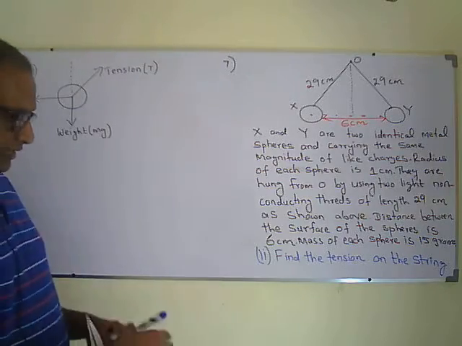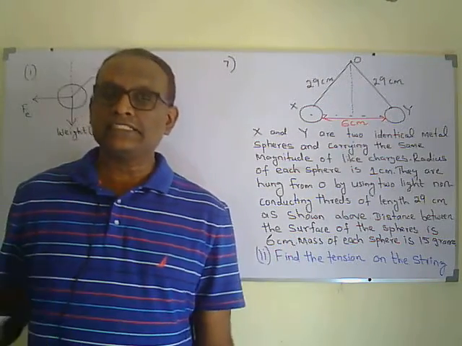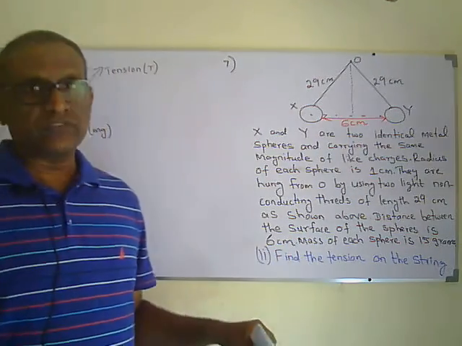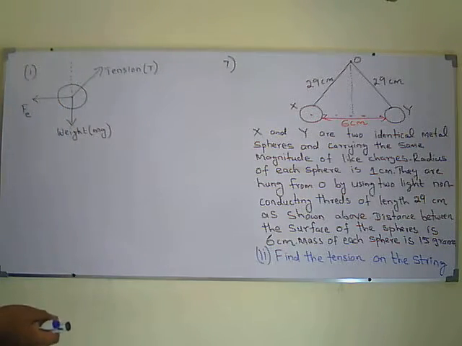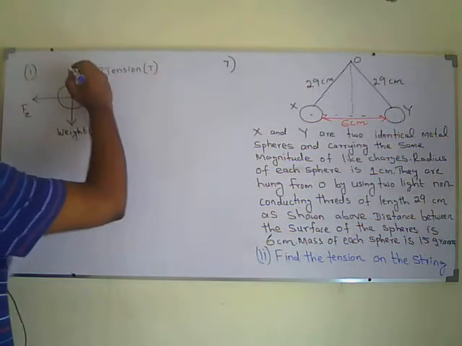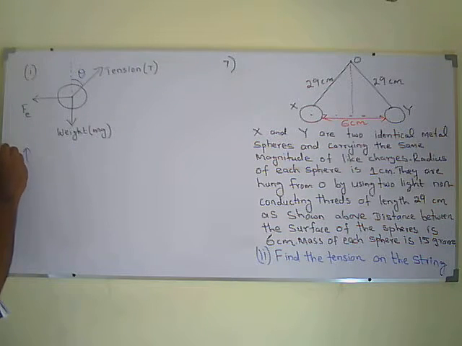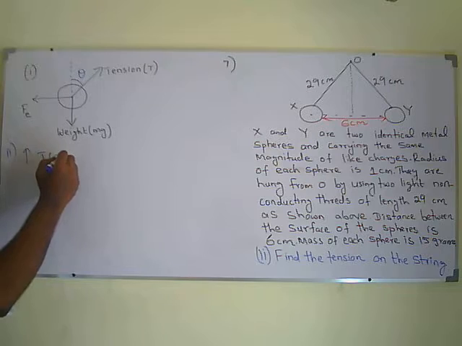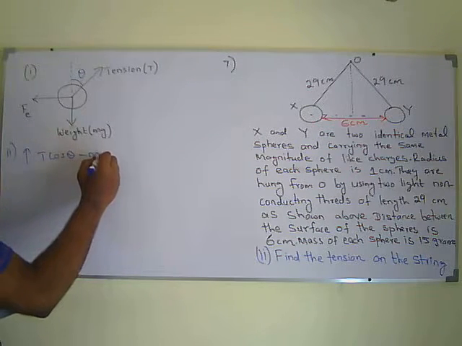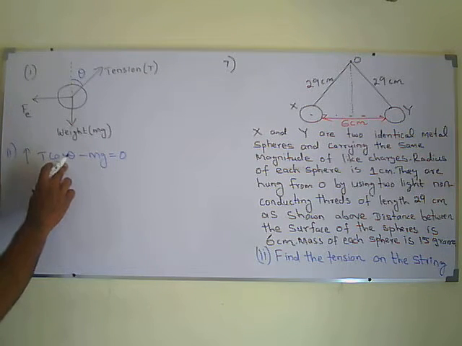Second part, they ask me to find the tension in the string. Both strings will have the same tension, so we can find the tension in one of the strings. We can find it just by resolving the forces and using the condition for equilibrium. T cos theta, where we don't know this angle yet, we are going to find it. Resolving vertically, T cos theta minus mg must be equal to 0 because it's at rest, at equilibrium.